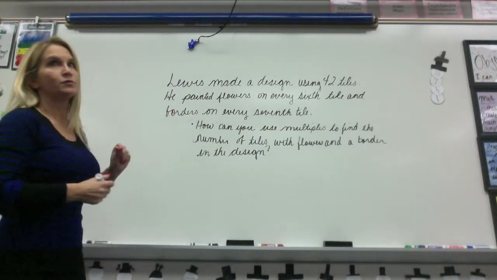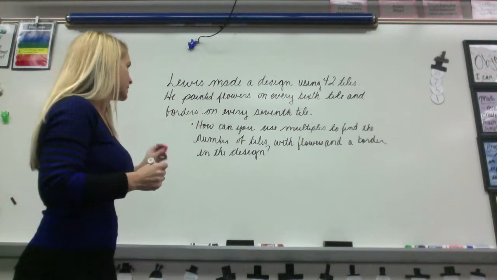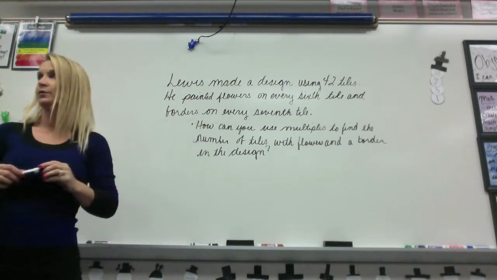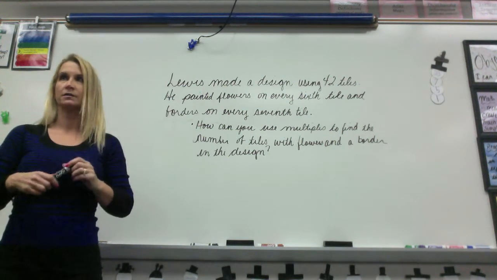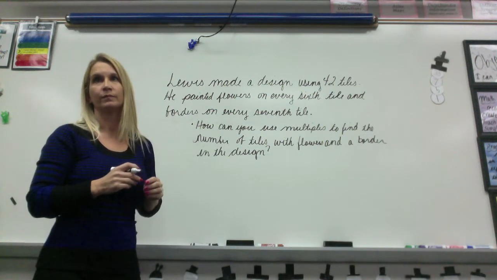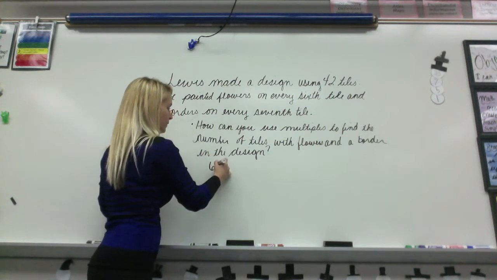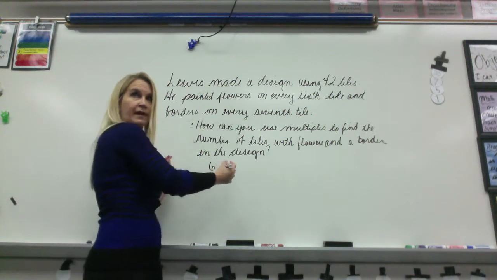How did you use multiples to find out how many tiles will have both a flower and a border? Who would like to explain it in their words? Yes. When you multiply all the way from 6 times 1 all the way to 6 times 7, it equals 42. Okay, can we do the multiples? What were they? 6.